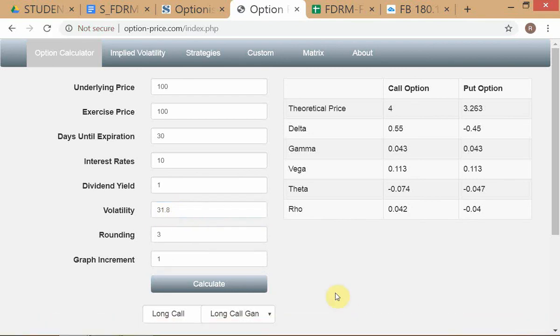Okay, got it. So now, this is exactly how IVOL is derived.